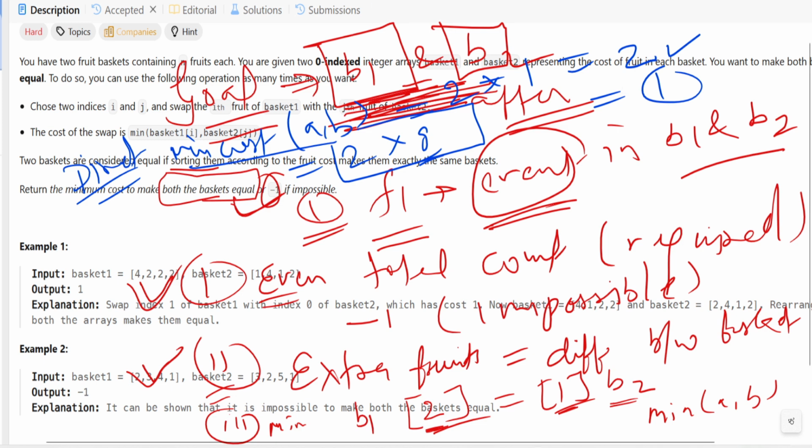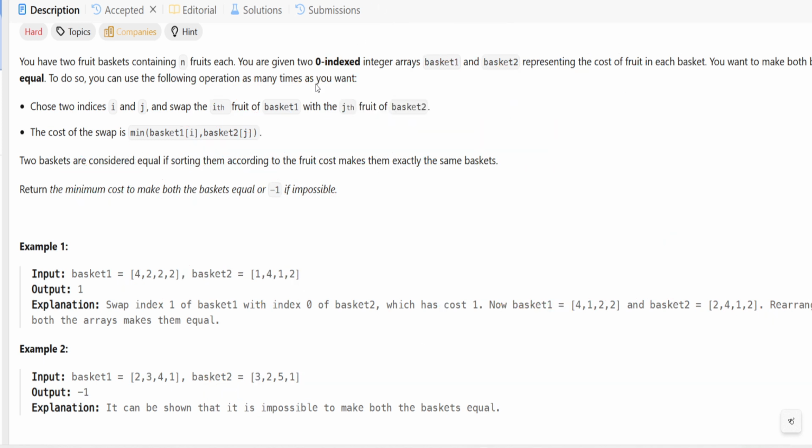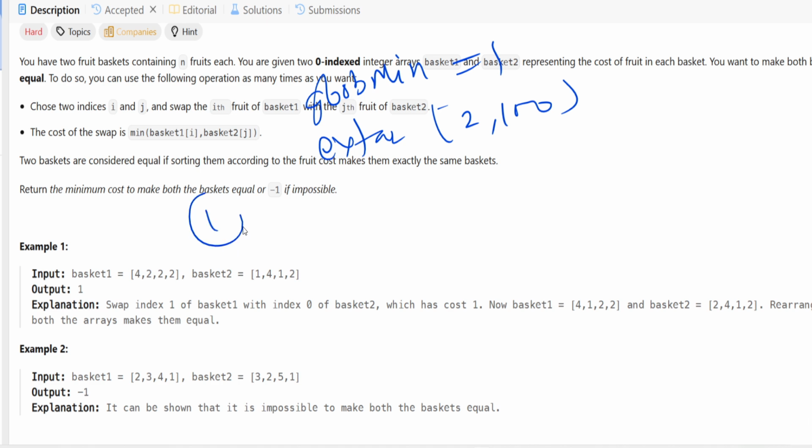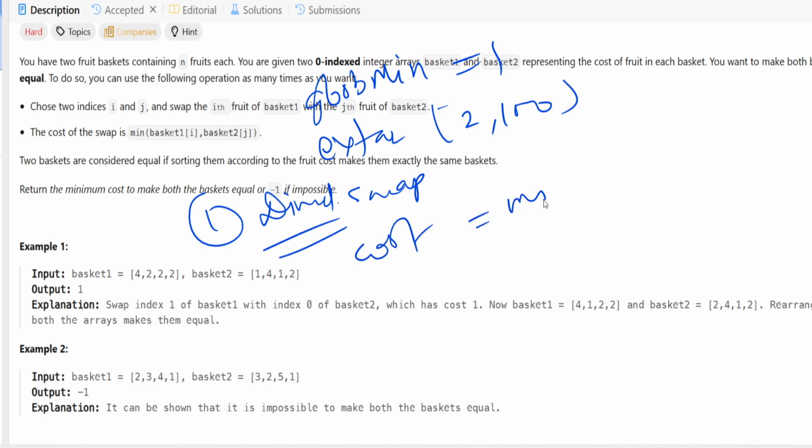Let's understand through an example so you'll understand. Okay, give me 1 second. Very first, let's suppose you have the global min, and we take the global min as 1. And we have extras, let's suppose 2 and 100. Very first step, we do the direct swap. How will we do that? To find the direct swap, we say cost is the min of 2 and 100.